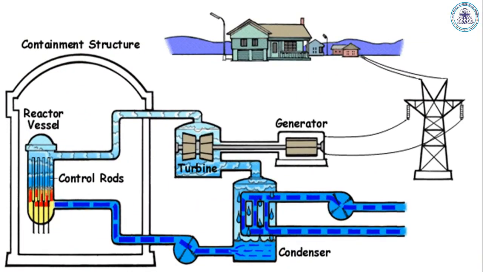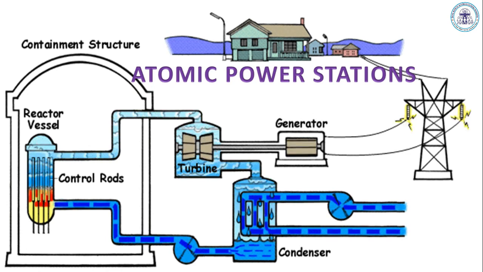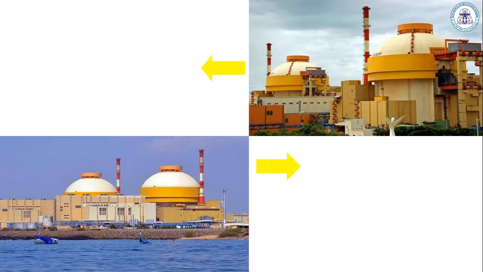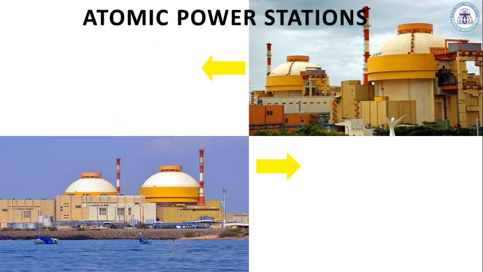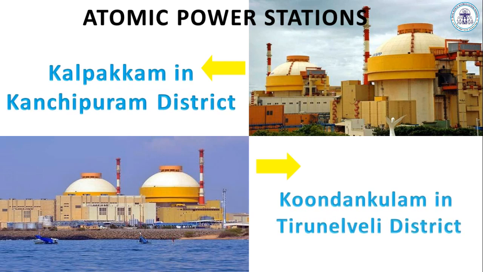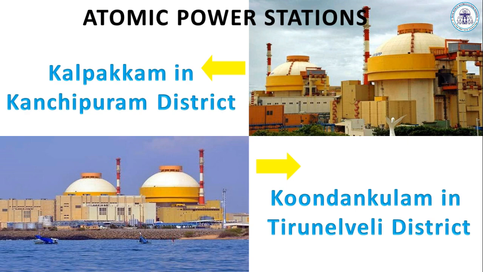Atomic power stations. In atomic power stations, nuclear energy is used to boil water. The steam thus produced is used to rotate the turbine. As a result, electricity is produced. Atomic power stations are also called nuclear power stations. Here, nuclear energy is converted into mechanical energy and then to electrical energy. The major atomic power stations in Tamil Nadu are Kalpakkam in Kanchipuram district and Kudankulam in Tirunelveli district.